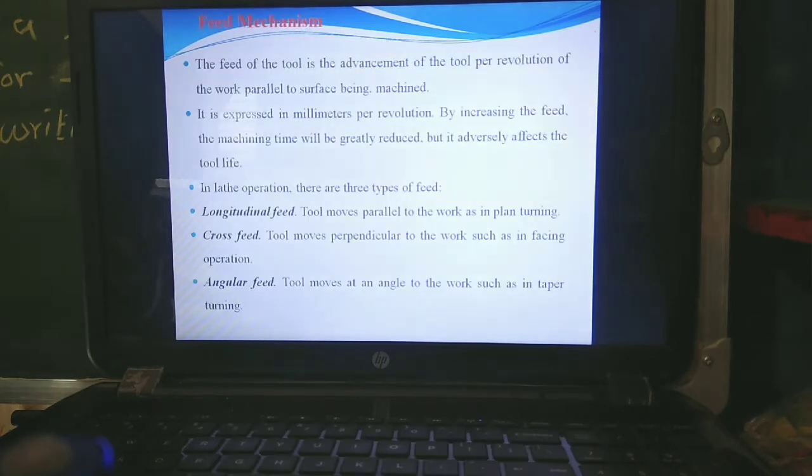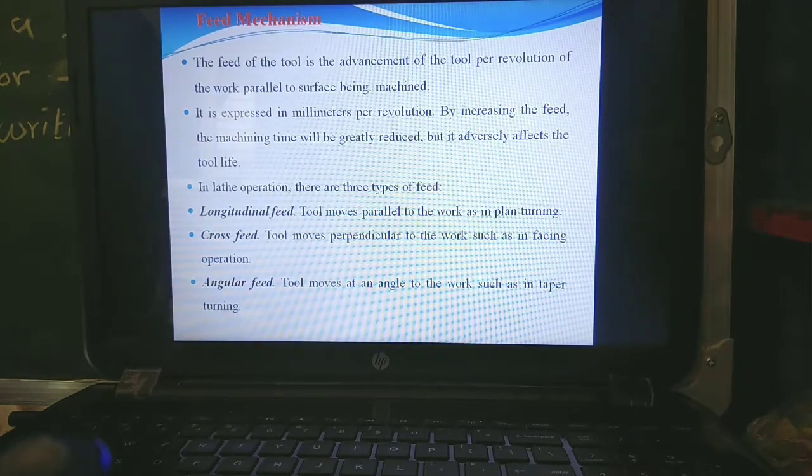The next point is the feed mechanism. In the feed mechanism, the movement of the tool relative to the work is termed feed. A lathe tool may have 3 types of feed, that is longitudinal feed, cross feed and angular feed.